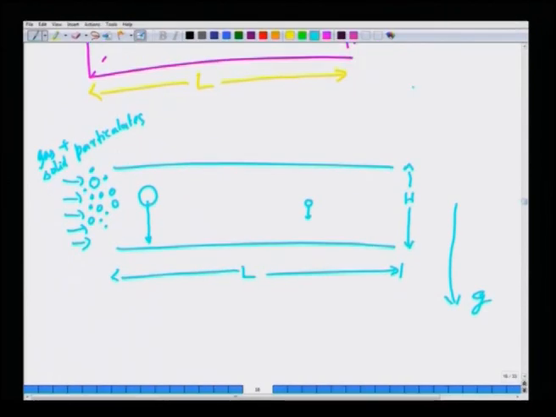The settling velocity at low Reynolds number is proportional to dp squared, which is what we derived just now. So particles with larger diameters are going to settle more quickly compared to particles with smaller diameter. So you can ask the question: suppose I start from here, what is the smallest particle I can capture in a length L?